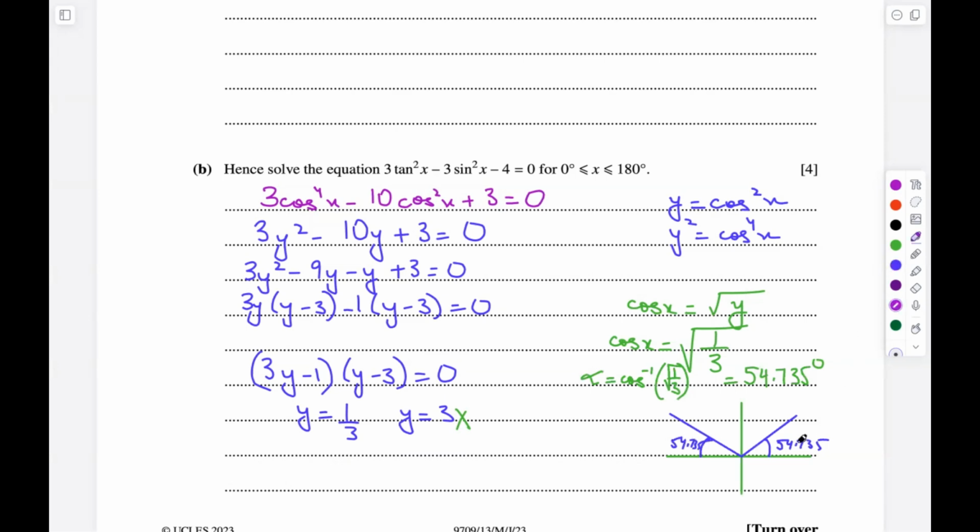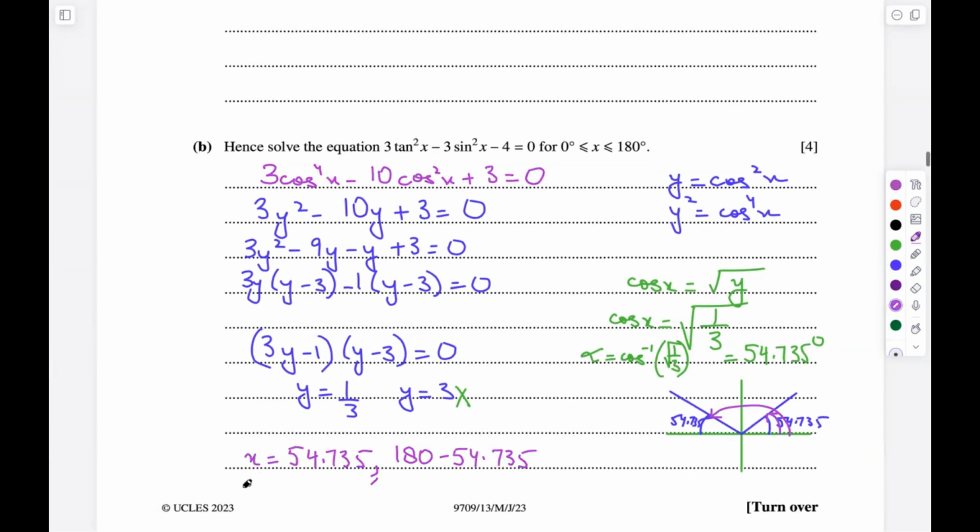So one value of x will be 54.735, and the other value will be 180 minus 54.735. Writing these values to three significant figures, the final answer will be 54.7 degrees and 125.3 degrees.